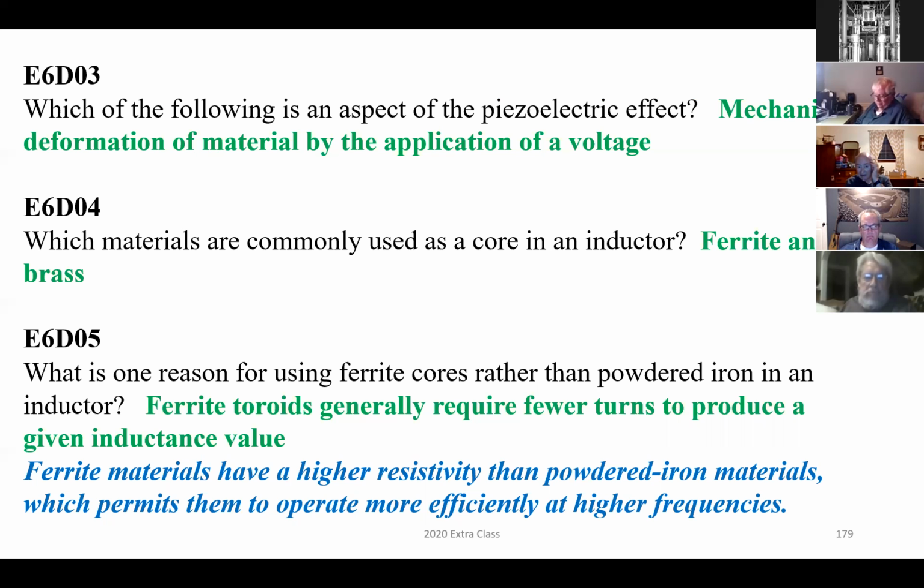Okay, number four, which materials are commonly used as a core in an inductor? And that's going to be B, ferrite and brass. Number five, what is one reason for using ferrite cores rather than powdered iron in an inductor? It's going to be C. Ferrite toroids generally require fewer turns to produce a given inductance value.